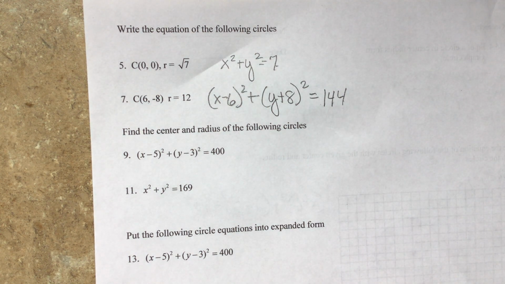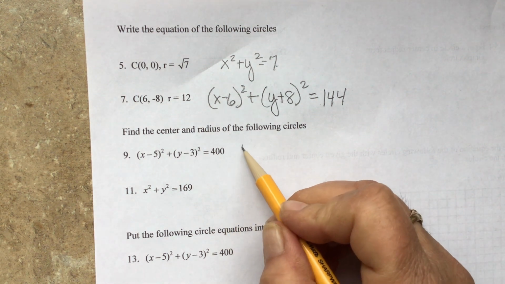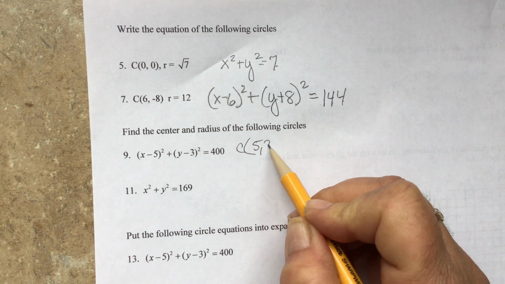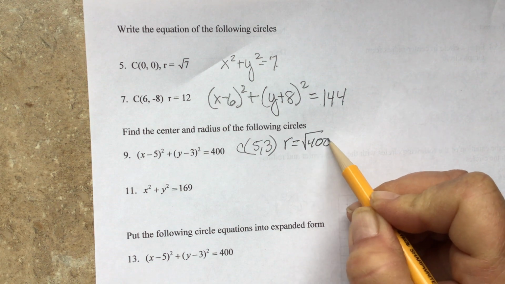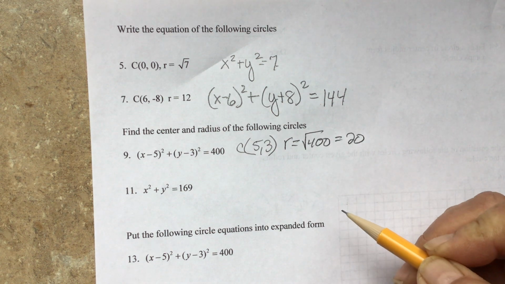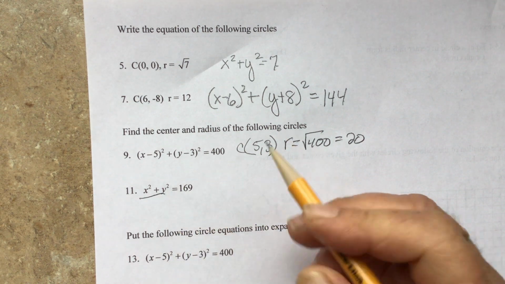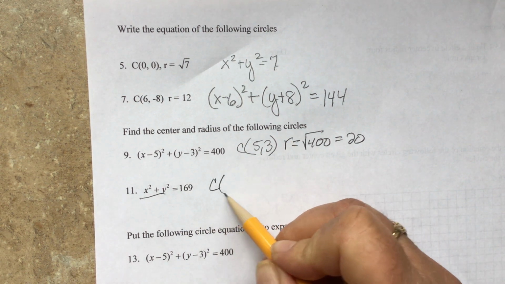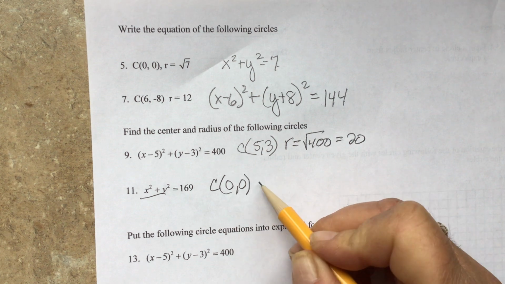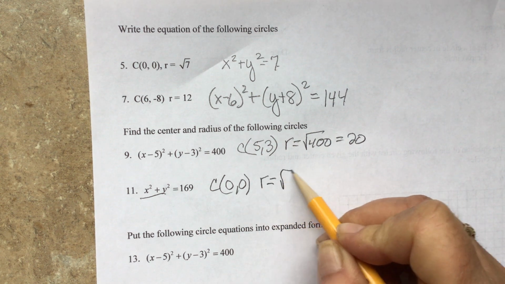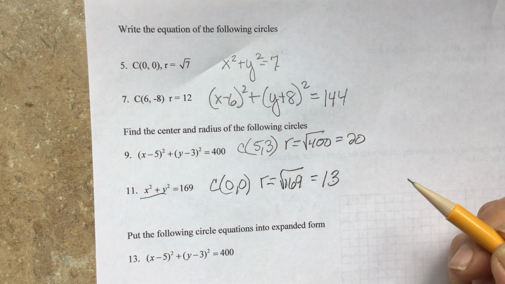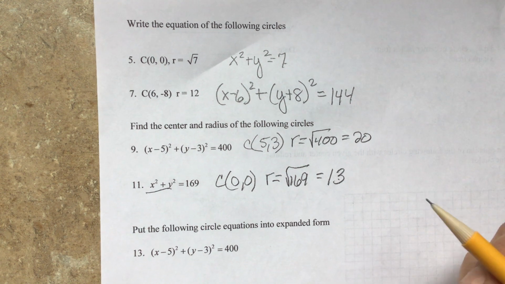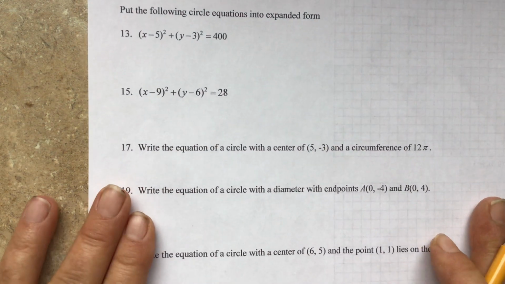Now this one says, find the center and radius of the following circles. Well, the center here is 5, 3, and the radius equals the square root of 400, which equals 20. Look at the form that this is in. This center is going to be 0, 0, and the radius is going to be the square root of 169, which is 13. Okay, I remembered again.